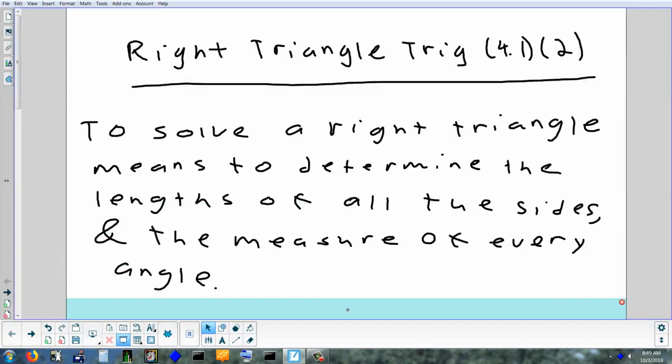Now, in order to solve the triangle, they've got to give you something to start. So you're never going to have to find all 6. In fact, I'm always going to give you 3 pieces of information to start, and you're going to have to find the missing 3. It'll be a combination of sides and angles that you need to figure out.